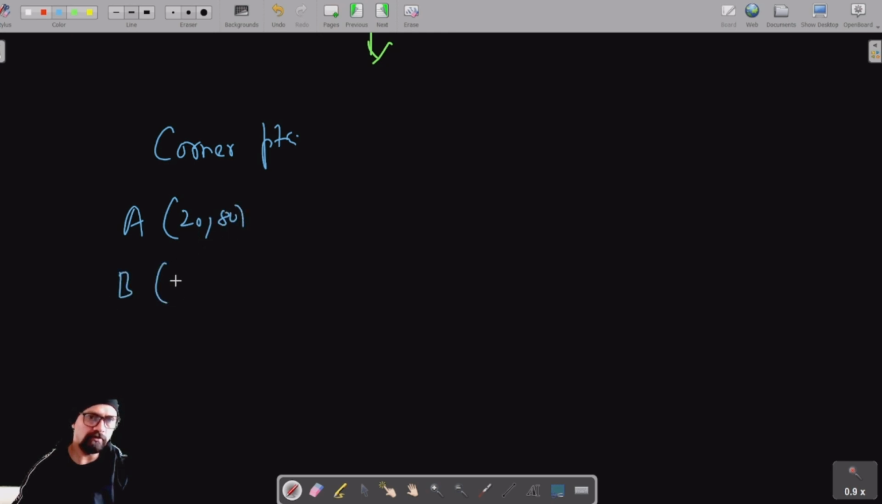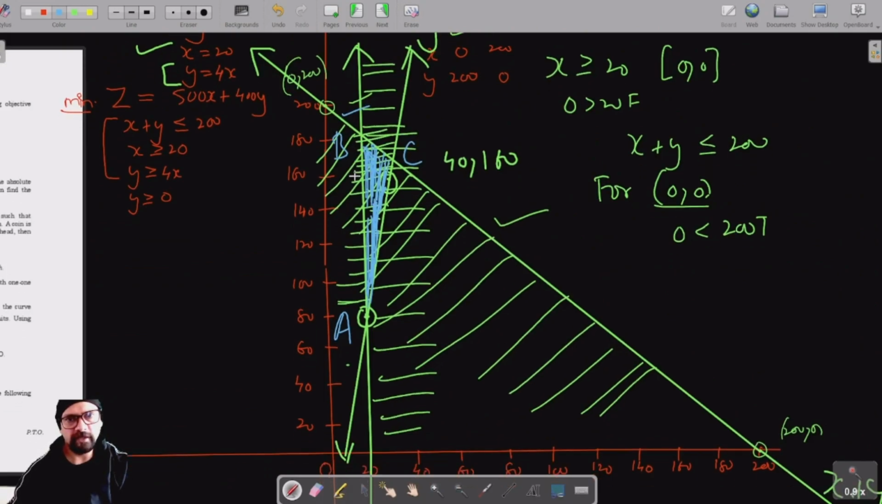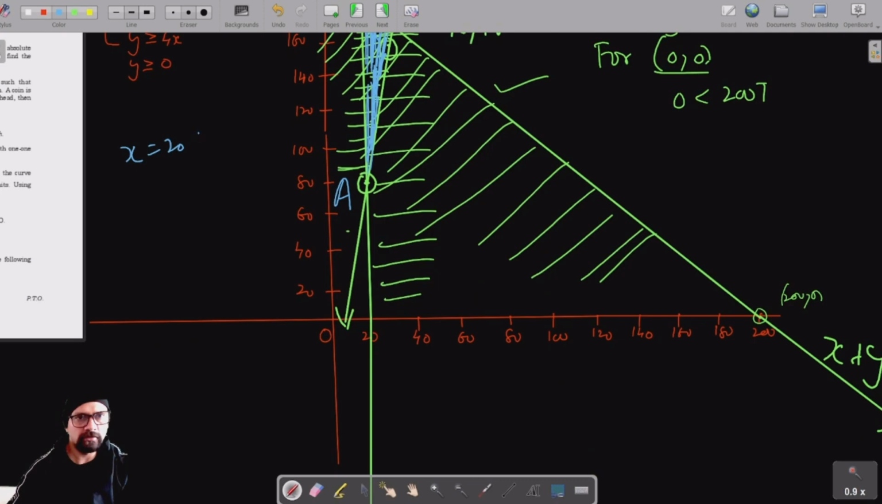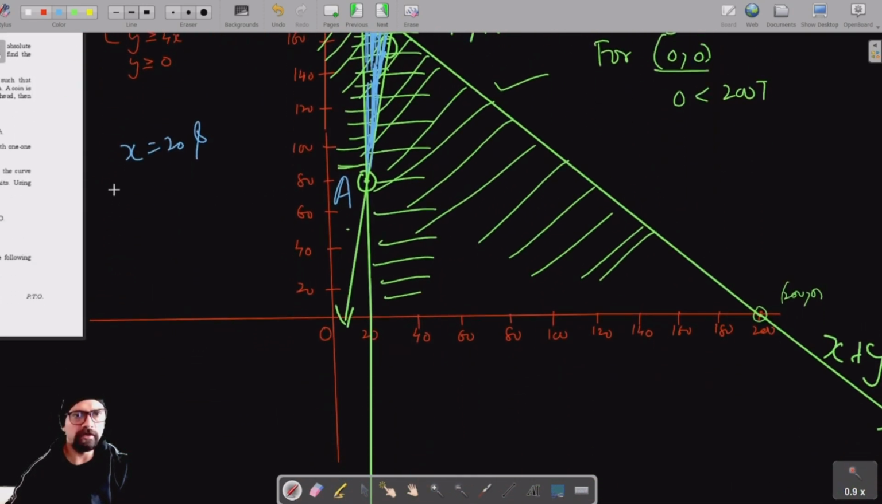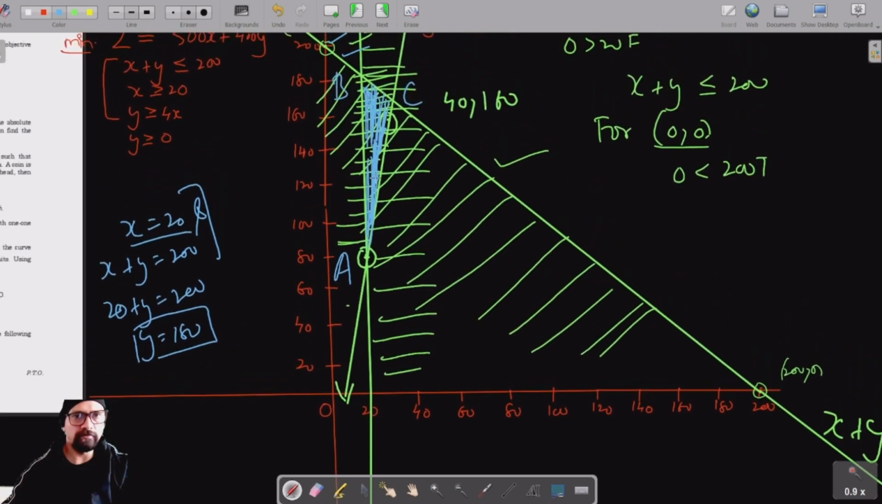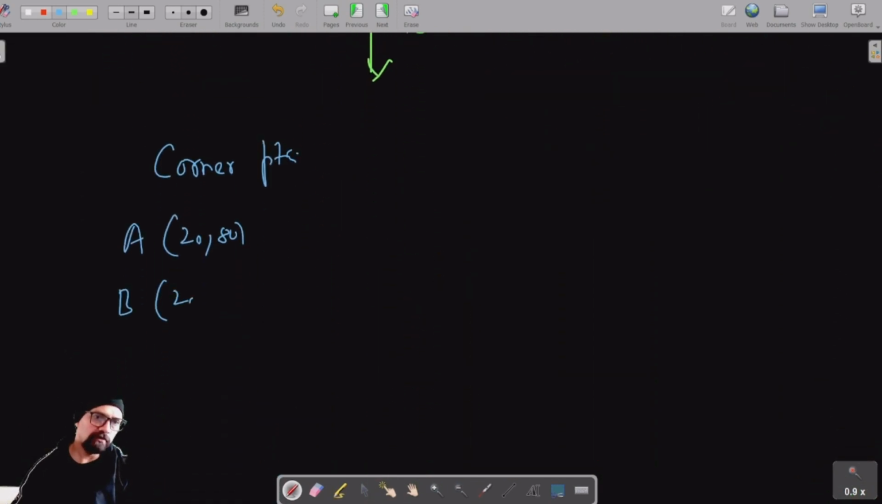Let's try to get the second corner point. So second corner point B is the point of intersection of x is equal to 20 and x plus y is equal to 200. If we solve them, 20 plus y is equal to 200, y is equal to 180. So this corner point is 20 comma 180. So B is 20 comma 180.